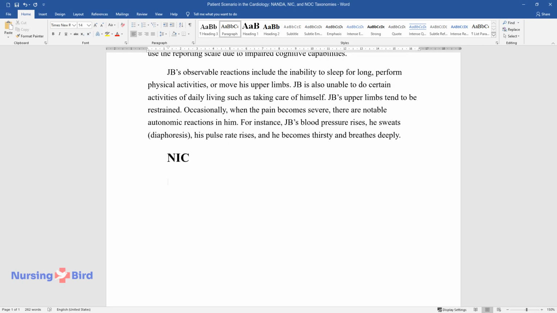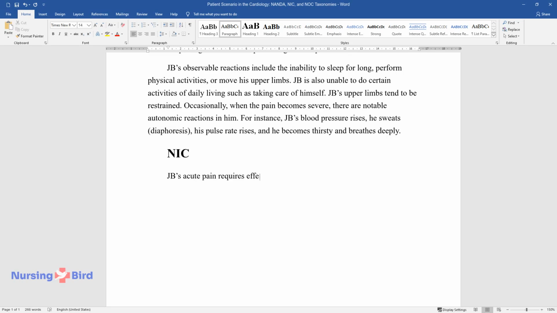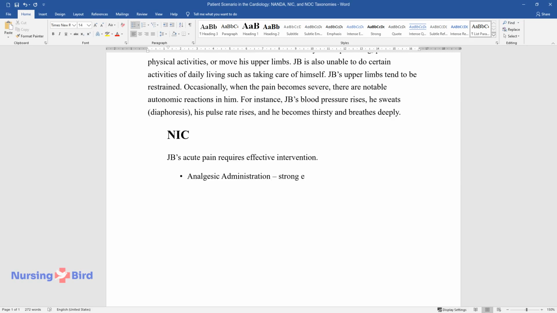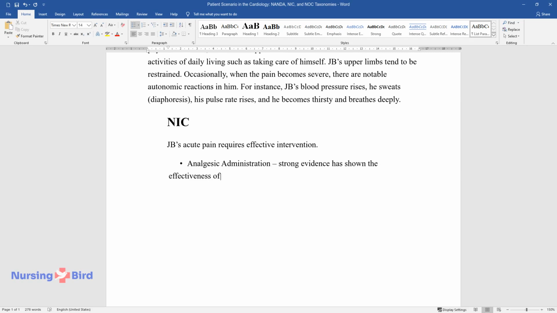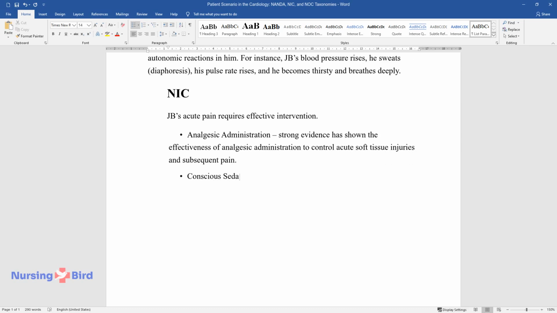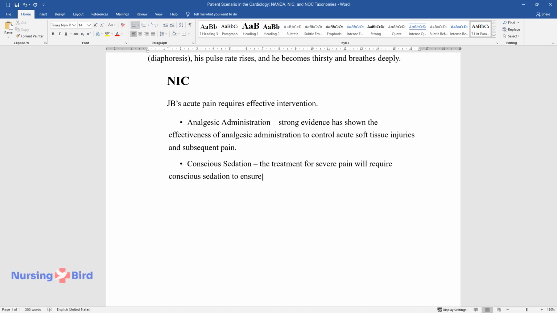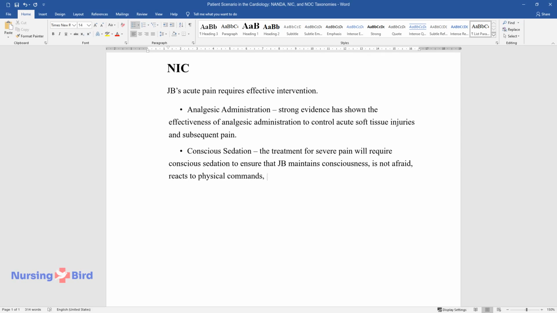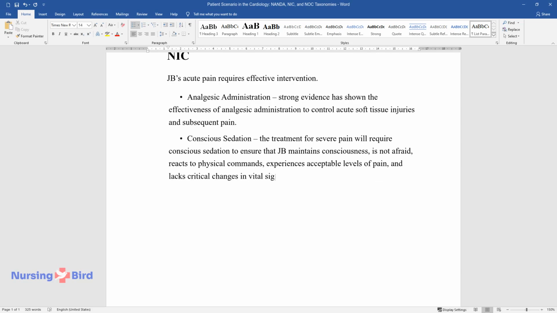NIC. JB's acute pain requires effective intervention. Analgesic administration. Strong evidence has shown the effectiveness of analgesic administration to control acute soft tissue injuries and subsequent pain. Conscious sedation. The treatment for severe pain will require conscious sedation to ensure that JB maintains consciousness, is not afraid, reacts to physical commands, experiences acceptable levels of pain, and lacks critical changes in vital signs during acute pain management.